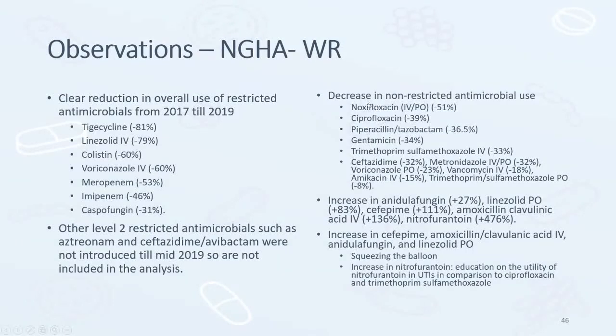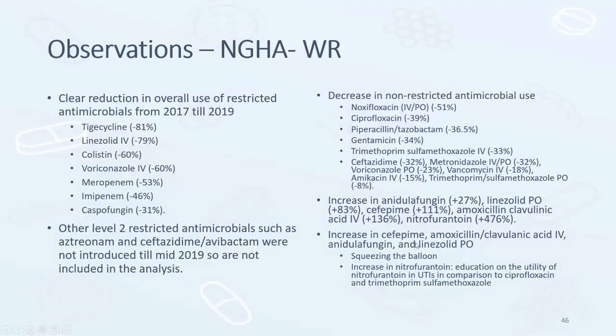On the right-hand side, you can see that there was a decrease in non-restricted antimicrobial use, such as norfloxacin, ciprofloxacin, tazo, gentamicin, Bactrim, and other medications. And there was an increase in anidulafungin, oral linezolid, cefepime, Augmentin IV, and nitrofurantoin. You then need to identify why there was an increase.